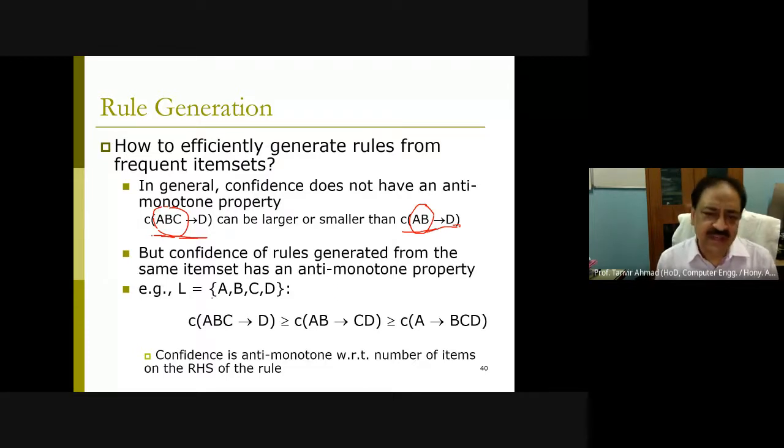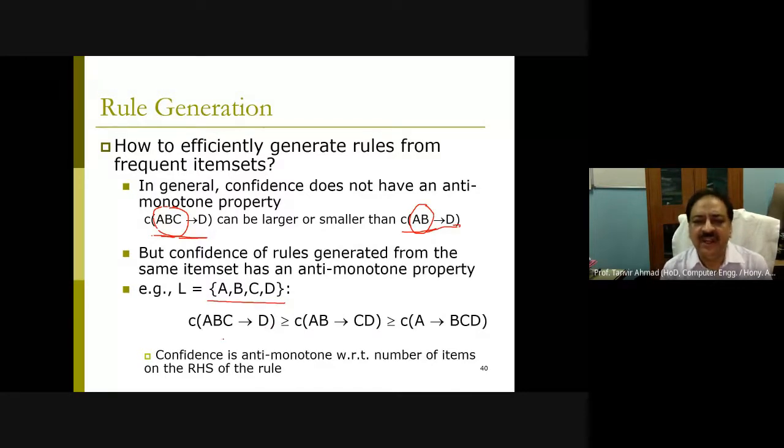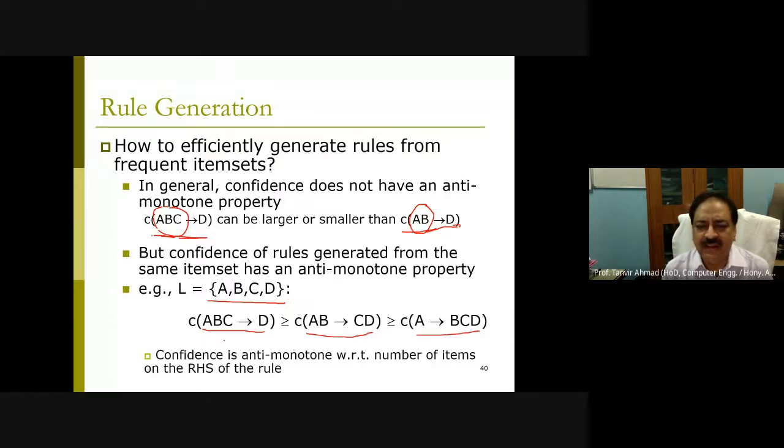Now the meaning is this: if I have this ABCD and I am generating the rules like this, one rule, second rule, and third rule, here I can say with surety that the confidence of the first rule will be bigger than or equal to the second rule, or bigger than or equal to the third rule. And you see this is a subset of this, and this is a subset of this.